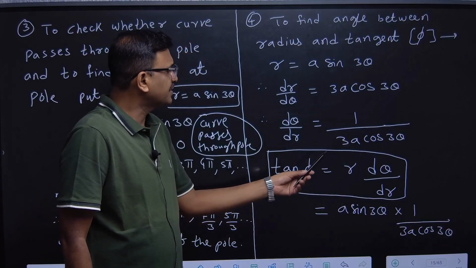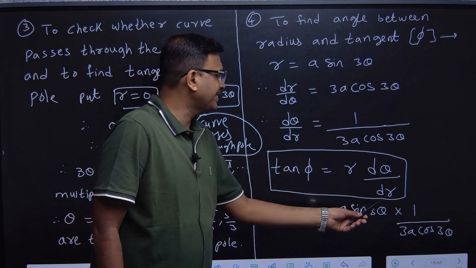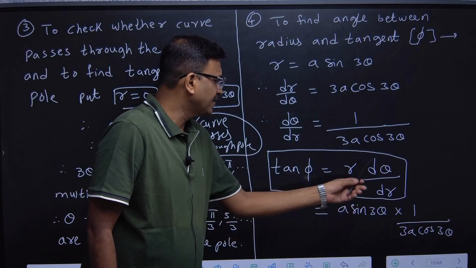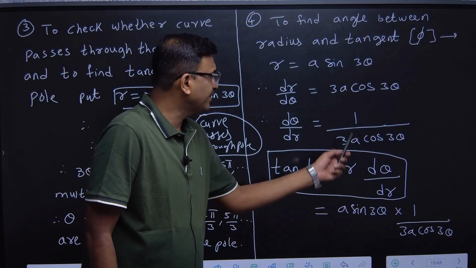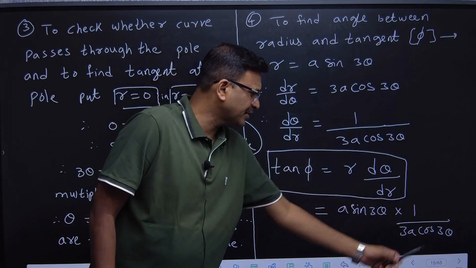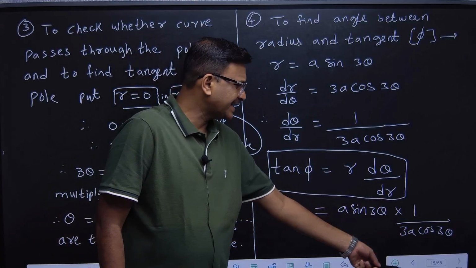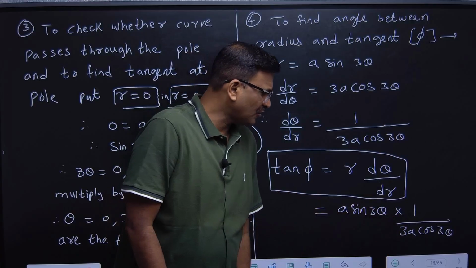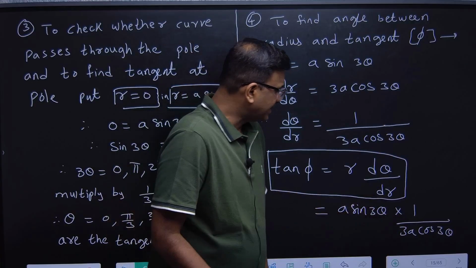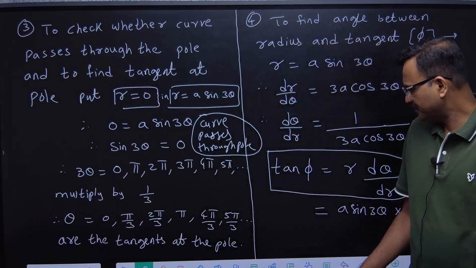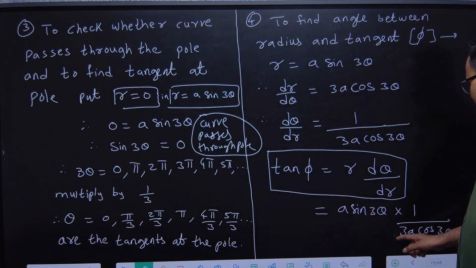We substitute the respective values of r and dθ/dr in this formula. r we know is a sin 3θ, and dθ/dr we have got as 1/(3a cos 3θ). The a gets cancelled. sin 3θ upon cos 3θ will become tan 3θ. So we'll get tan φ = tan 3θ divided by 3.